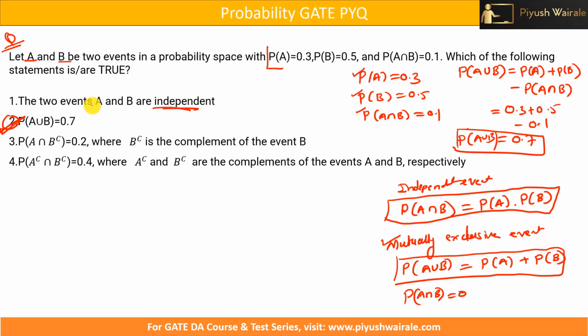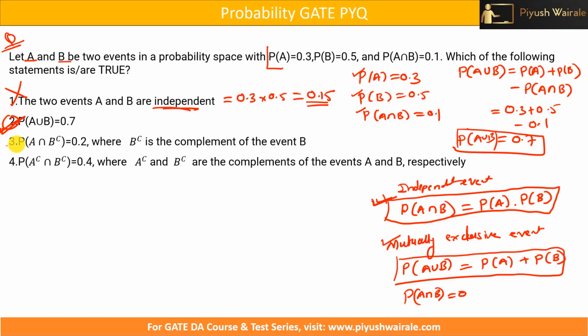Now, two events A and B are independent. How to check? Just put these values in the formula. A intersection B equals probability of A into probability of B. So simply 0.3 into 0.5, which is equal to 0.15. Now this is not equal to probability of A intersection B because it is 0.1. So it is not satisfying this particular formula. That's why option 1 is not correct, because for independent events this must be satisfied. Now option 1 is not correct, option 2 is correct.